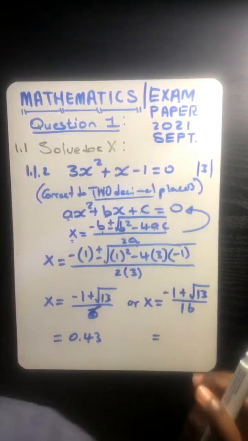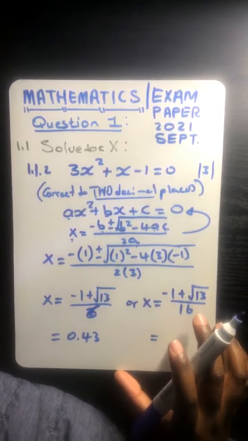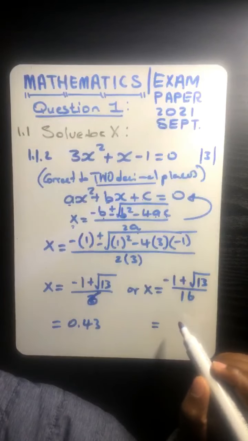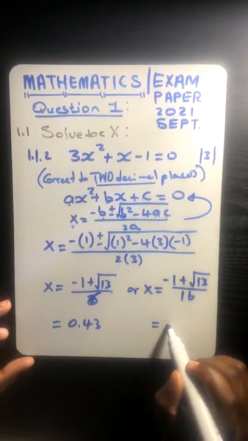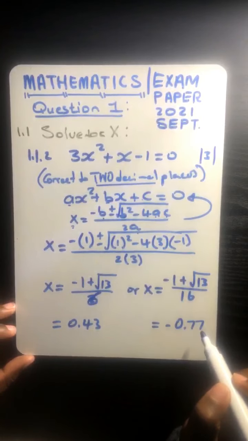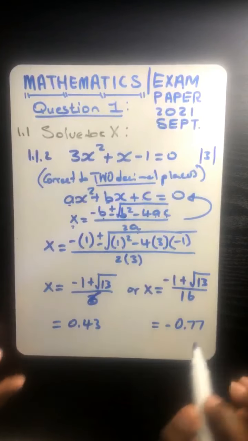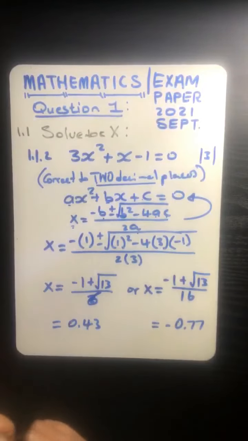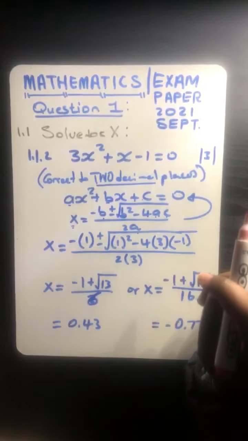What are you getting as a decimal there? Negative 0.77. So you say negative 0.77. Yes, sir. Okay, 100%. So in that case, this is how you score your full mark.